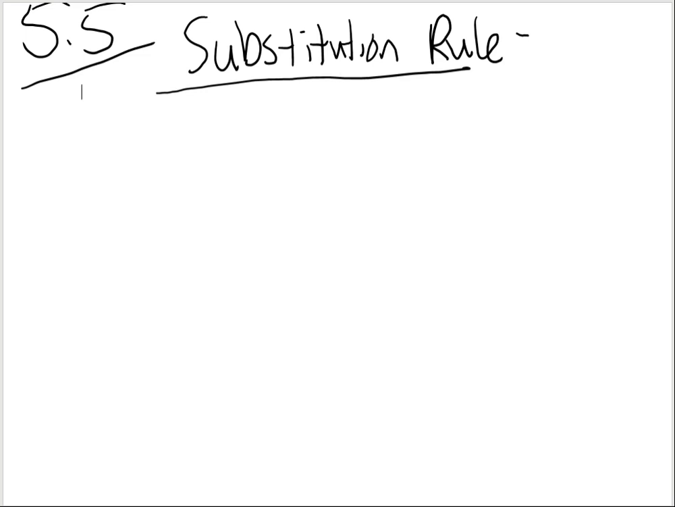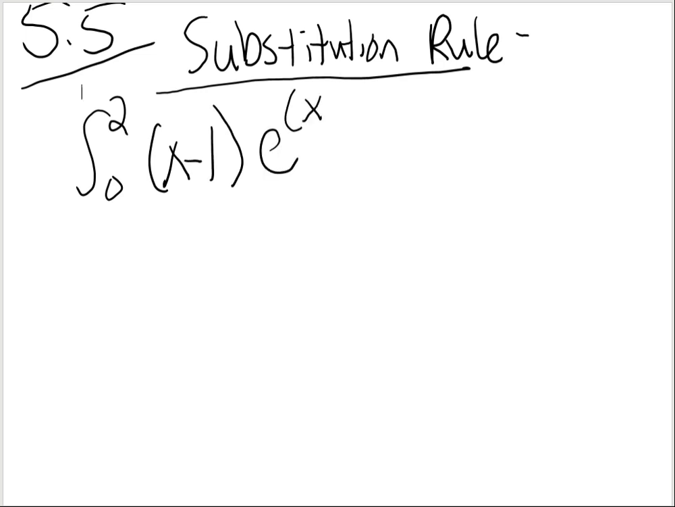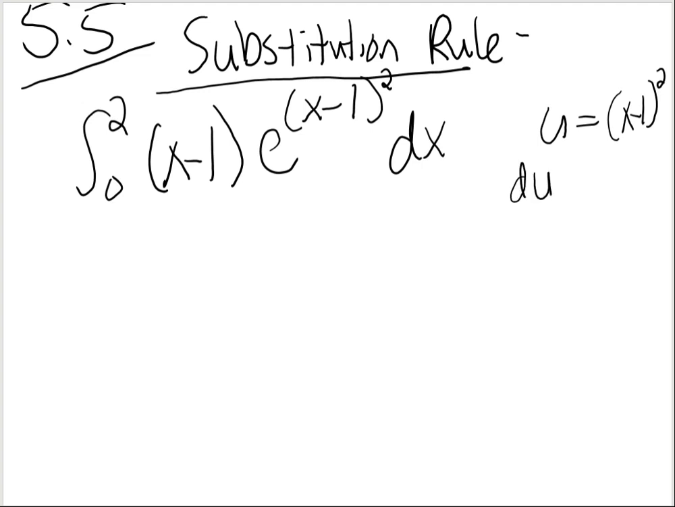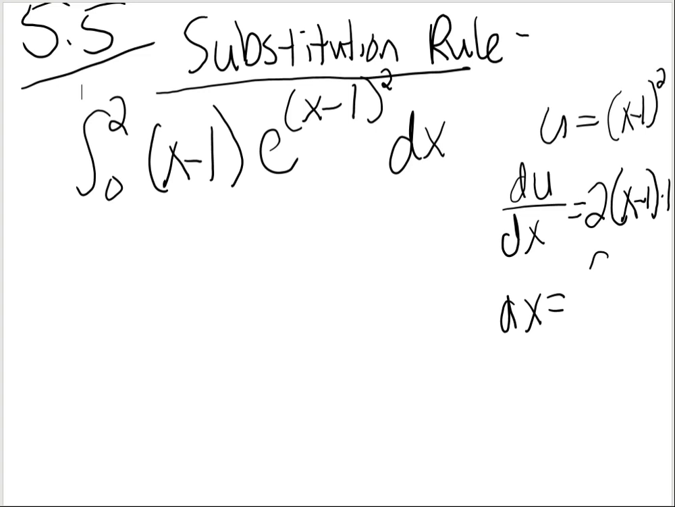So let's just do a couple examples. The integral from 0 to 2 of x minus 1 times e to the x minus 1 quantity squared dx. Well, there's an exponential, so there's a pretty good bet that my u will be whatever the exponent is. Okay, so let's take the derivative. What do we get? du over dx. That's going to be, by the chain rule, 2 times x minus 1 times 1. In other words, dx will be, by solving, du over 2 times x minus 1.